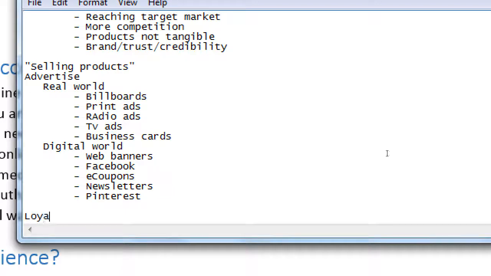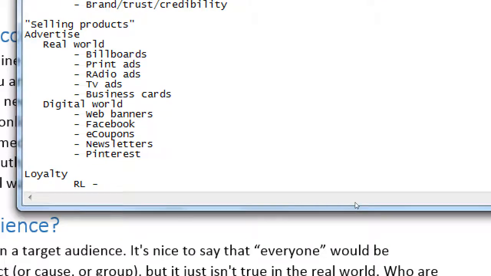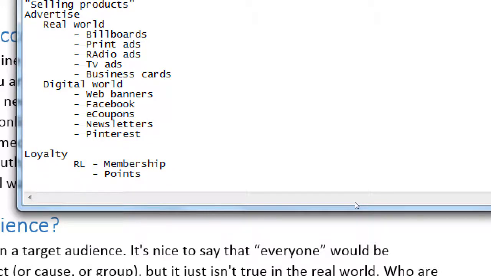So we have here loyalty. In the real world, what might an example of loyalty be in your real world business? Membership, yes. Anything else? Points. Just one moment. What's that? Points, yes. And then what was that there? Just consider rewards. Okay, yeah. Points, rewards, all of that.